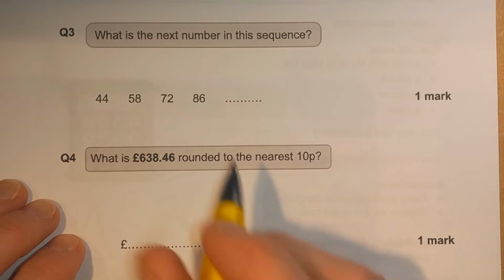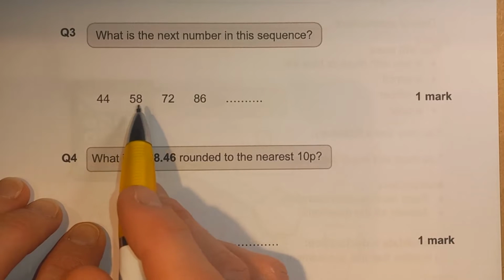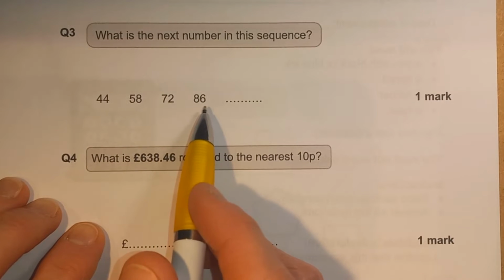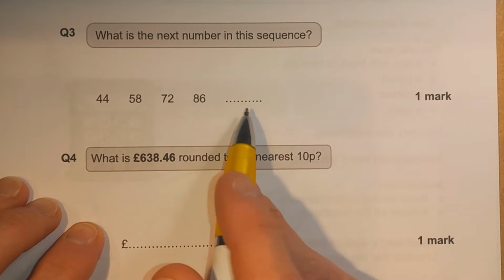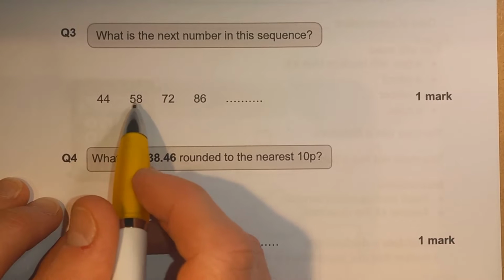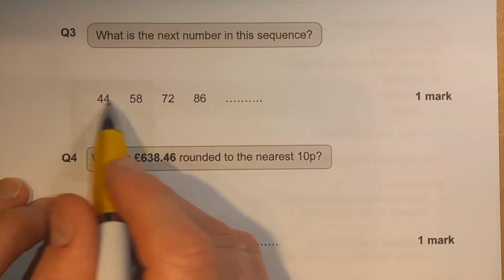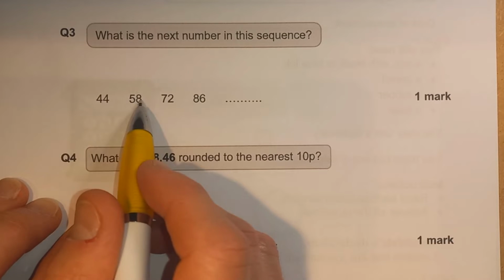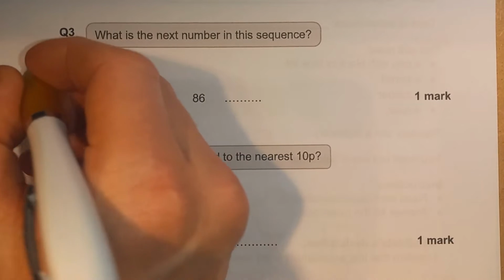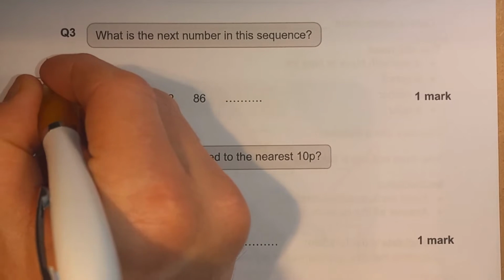Question 3. What is the next number in this sequence? So we've got 44, 58, 72, 86, and then the next number. A good way to start with these is to look at what the difference is between each of these numbers. So let's have a look at the difference between these numbers first of all. And if we want the difference between them, we take the bigger number and subtract the smaller.